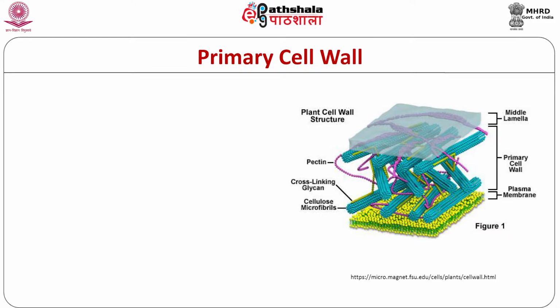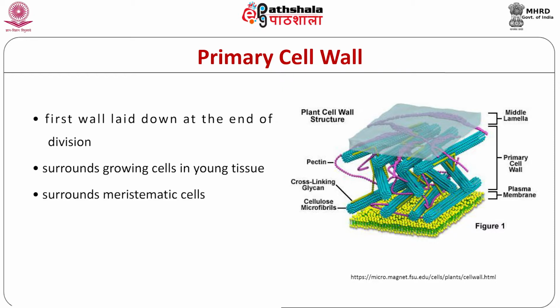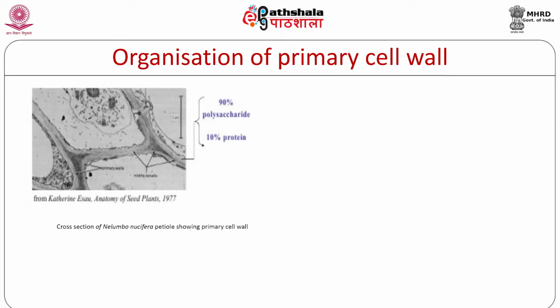Primary cell wall. It is the first wall laid down at the end of cell division, many times referred to as the phragmoplast. It surrounds the growing cell in the young tissue, meristematic cell and is present in all types of tissues. It is composed of 90% carbohydrate and 10% proteins.